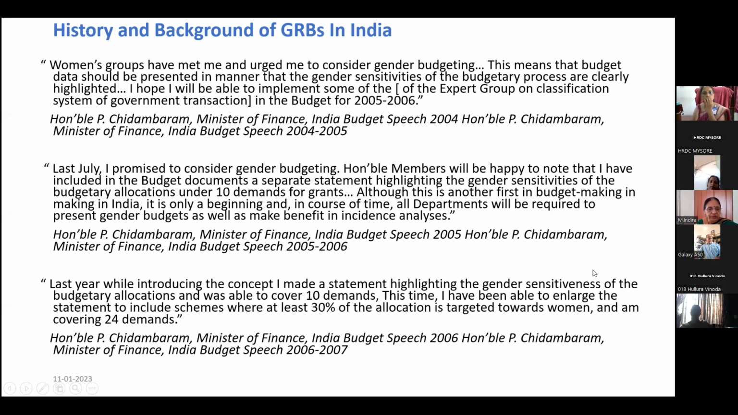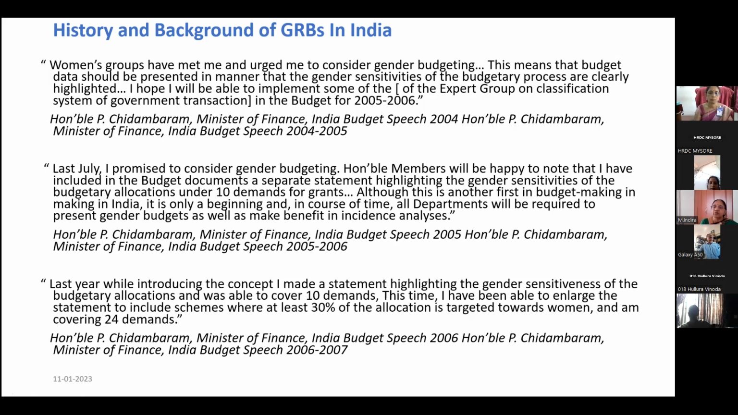Again in 2006-7, Chidambaram said that I made a statement highlighting the gender sensitiveness, and I have been able to enlarge this statement to include schemes where at least 30% of the allocation is targeted towards women. And I am covering 24 demands. So from 10 demands, it has increased to 24 demands. When budgets are made, there will be a demand from each department. So the departments covered in gender budgeting increased from 10 to 24 by 2006-7.